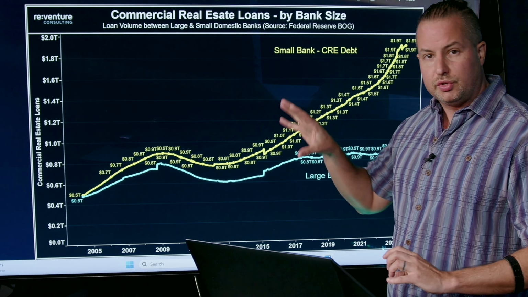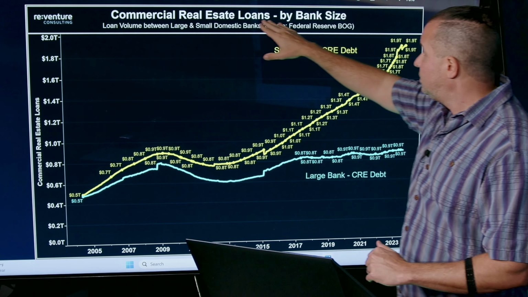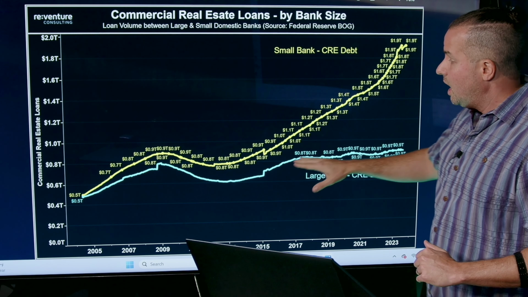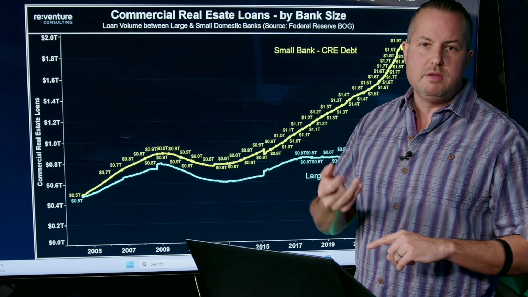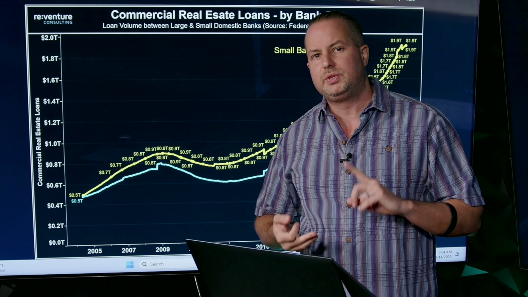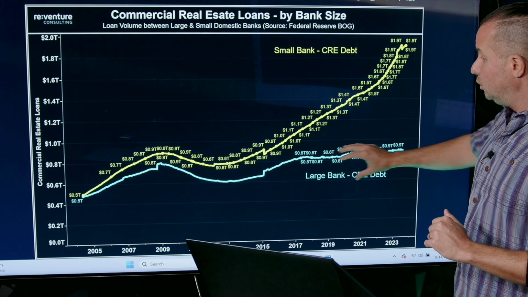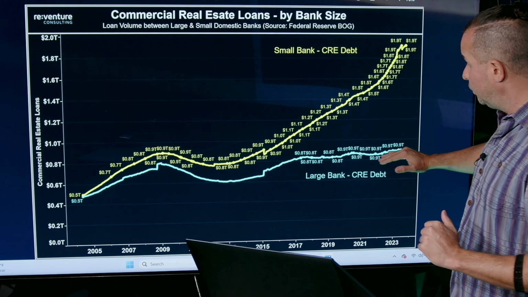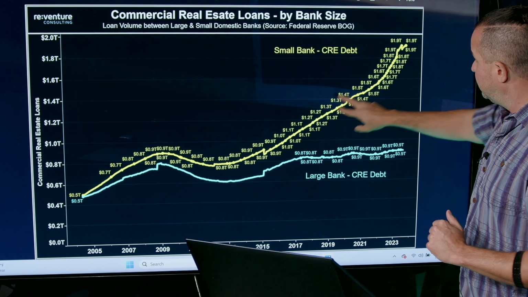This is another interesting one. This goes more into the banking sector, just looking at commercial real estate loans by bank size. And what's scary about this, folks, is that we know that the big banks, the JP Morgans, the Citigroups, the Bank of Americas, actually have relatively lower exposure to commercial real estate. But it's the small banks, this is the trouble.